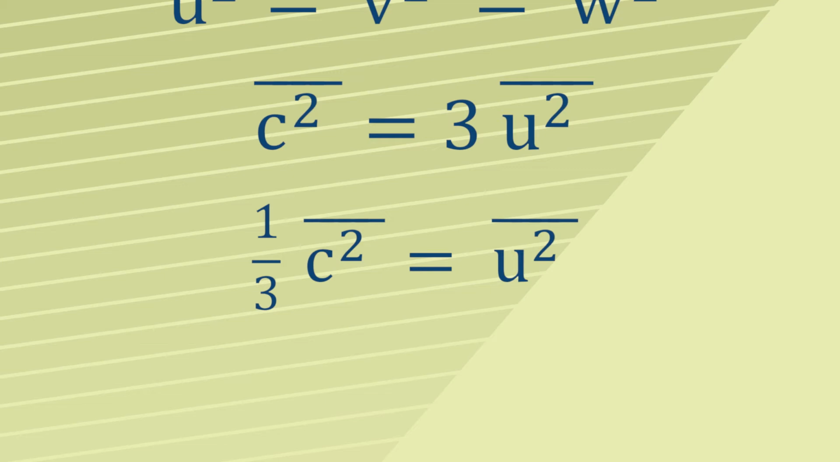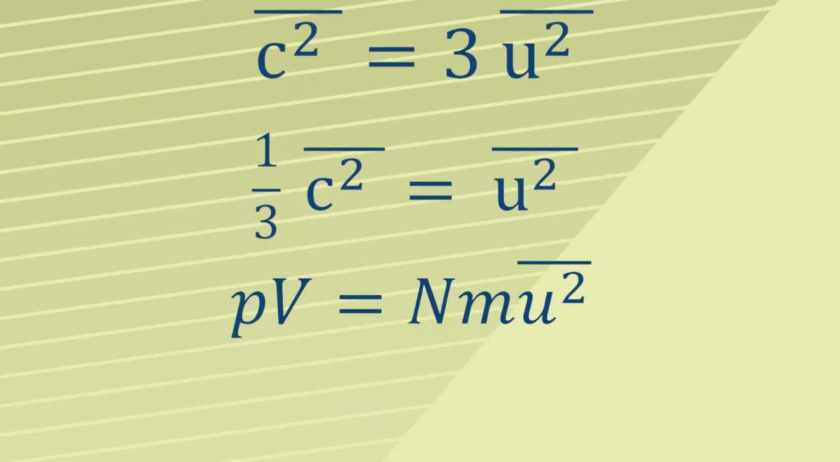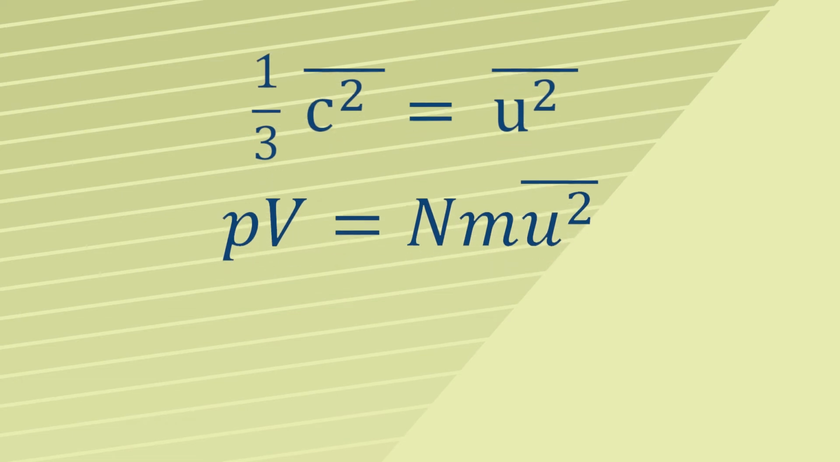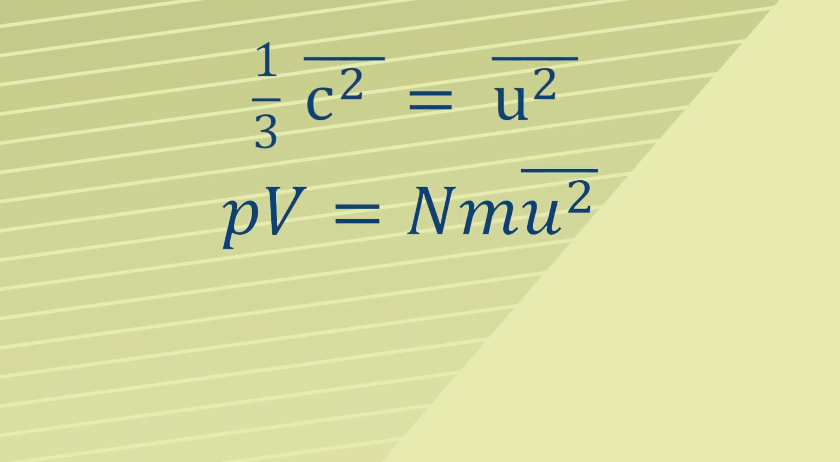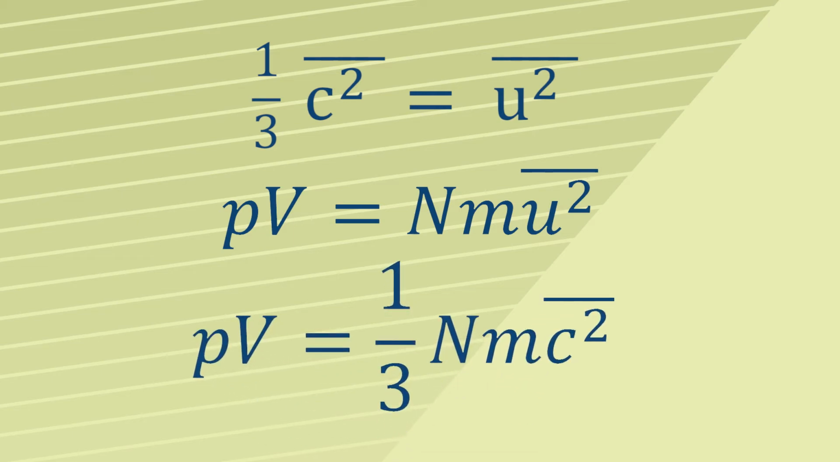At the end of the last video we arrived with this formula, which was for a number of particles all moving along in the x direction. We can now generalise this for a formula for pressure times volume for particles moving in any direction if we use this quantity known as the mean square speed, or c squared bar. And here you can see PV equals 1/3 N, number of particles, m, mass of a particle, times the mean square speed.